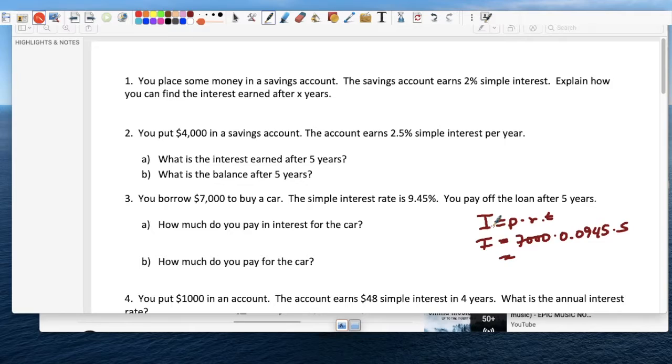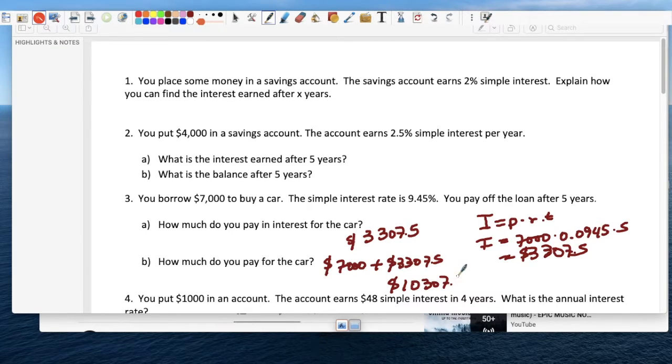7,000 times 0.0945 times 5 gives you $3,307.50. So that's the answer for the letter A. How much do you pay for the car? So here is your car, $7,000, obviously a used car, plus the interest. After 5 years, the total amount that you end up paying is $10,307.50.